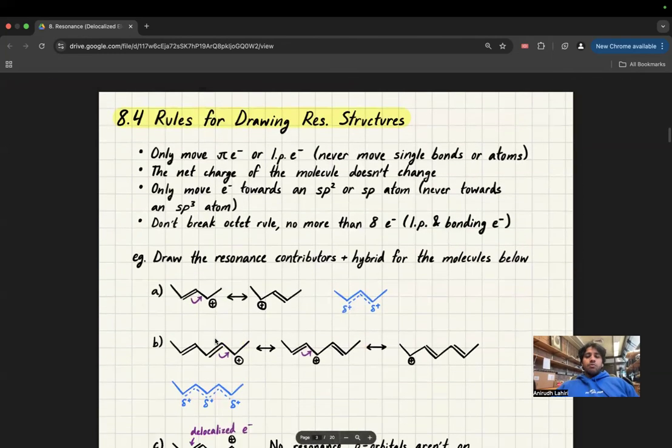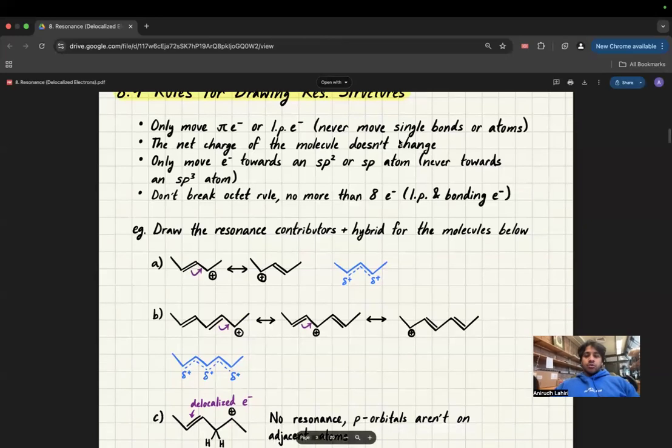Cool. Rules for drawing resonance structures. So first of all, only move pi electrons or one lone pair of electrons. Never move single bonds or atoms. If you're moving single bonds, then you're changing the actual nature of the structure, and if you're changing the atom positioning, you're making a different structure, right? Resonance doesn't make different structures, it just moves electrons around on already existing structures. The net charge in the molecule should not change either, okay? You can introduce formal charges, but you should never be introducing a net change in charge.